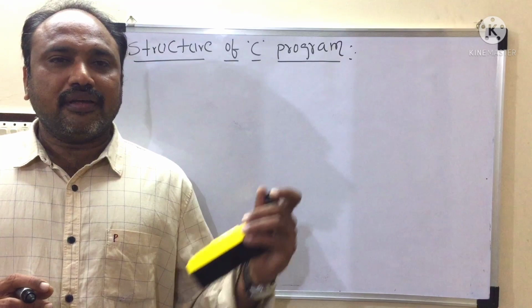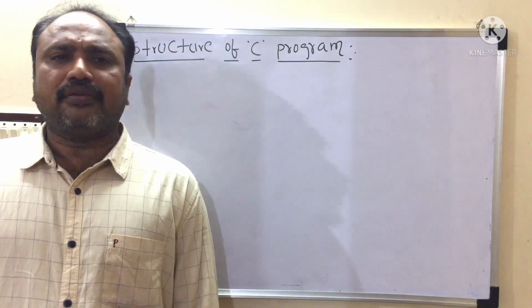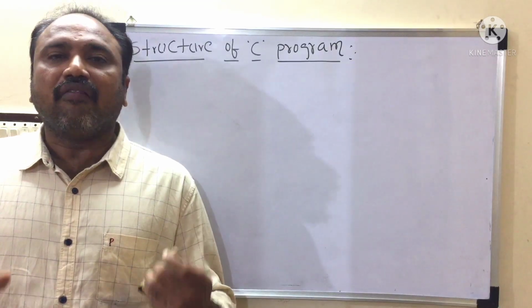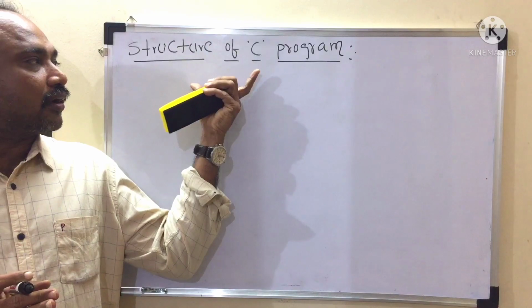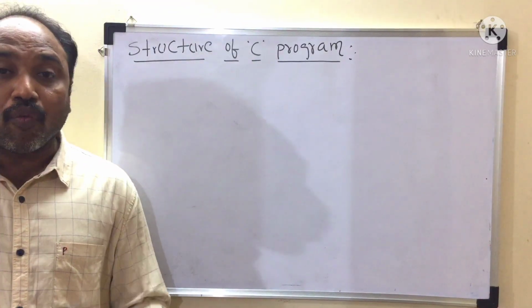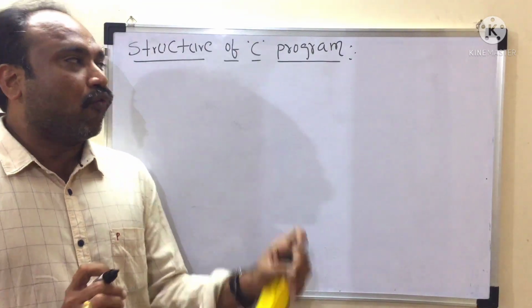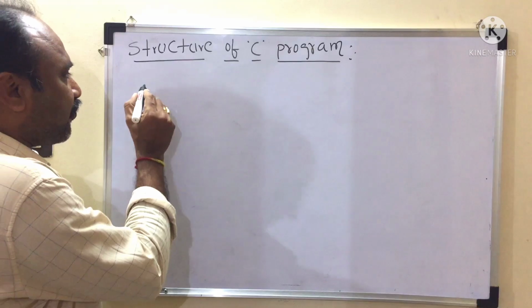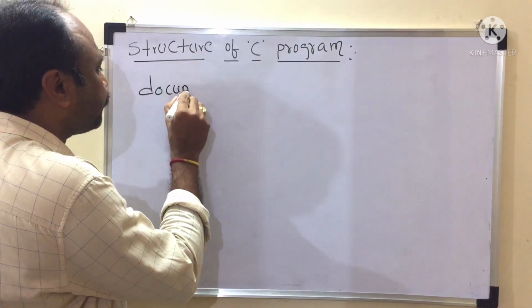Hi guys, in this video I am going to explain the structure of a C program. Structure of a C program means: while writing a C program, what contents we have to write in various parts of the program, and what the different sections in our C program are. While writing a C program, the first section is the documentation section.